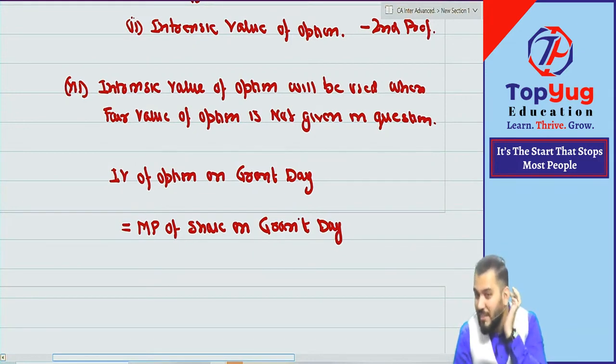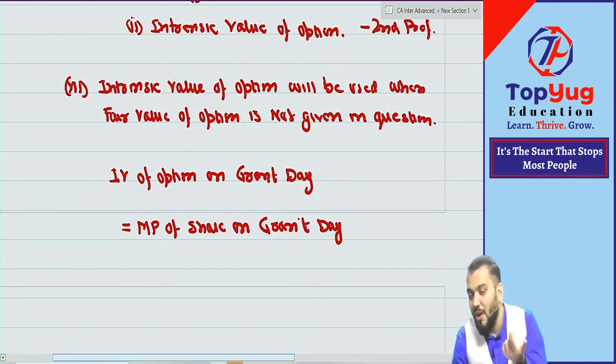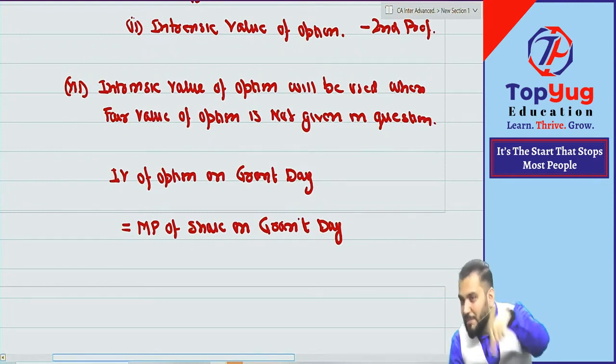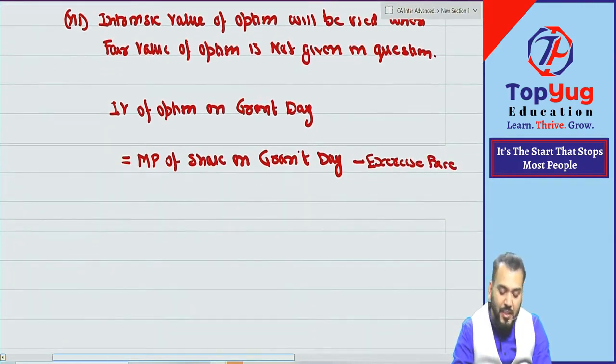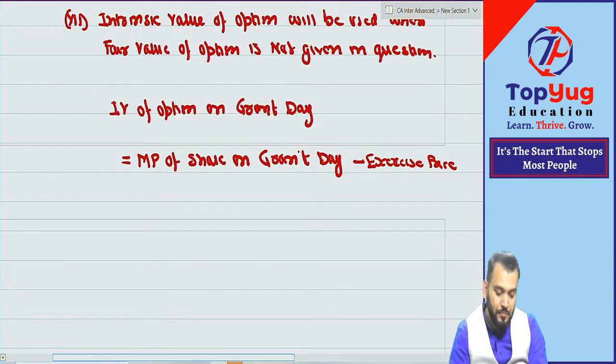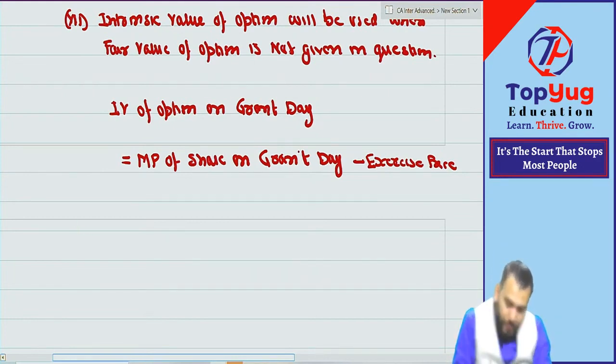Options and shares are different. So we are finding the value of option on the basis of value of shares. So market price of shares minus what? Minus exercise price. Got it? Have you understood this point?